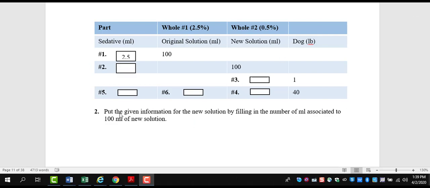Number 2 says we want to put the given information for the new solution by filling in the number of milliliters associated with 100 milliliters of the new solution. So the new solution, we want it to be 0.5%, not 2.5%. So really the only thing we want here is what the new solution is going to have in terms of the sedative, which is 0.5 milliliters. Make that a little bigger.